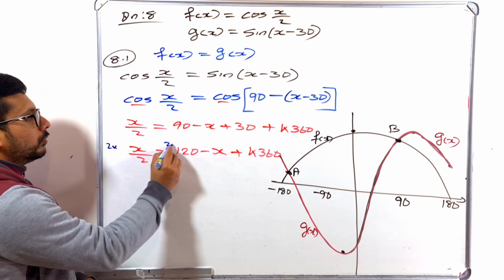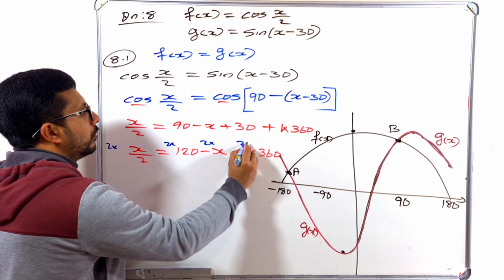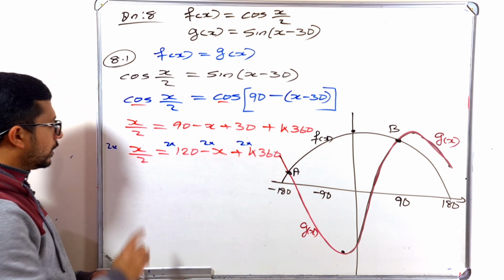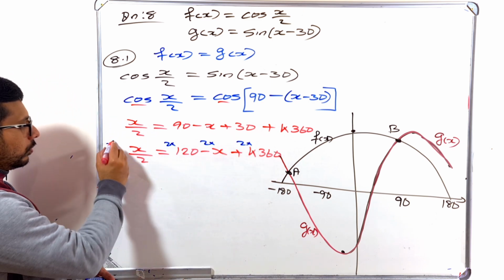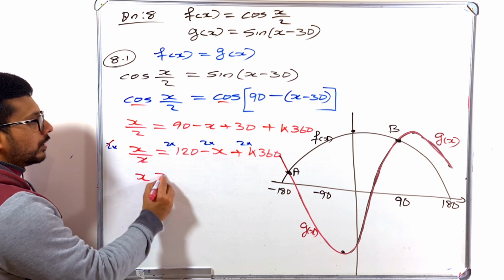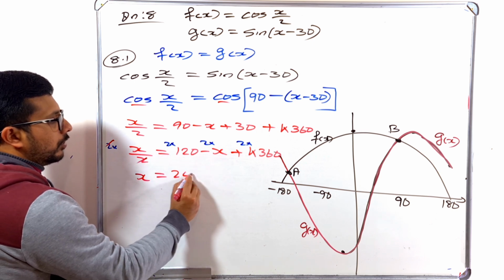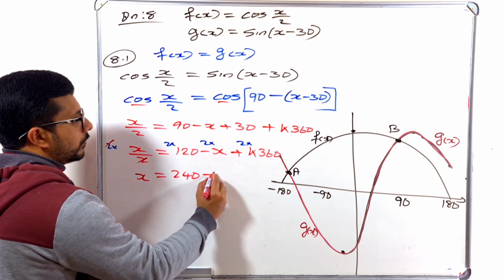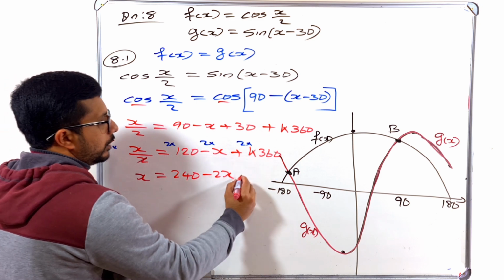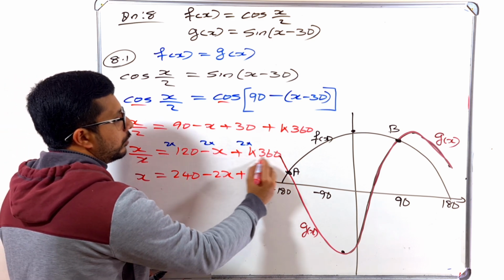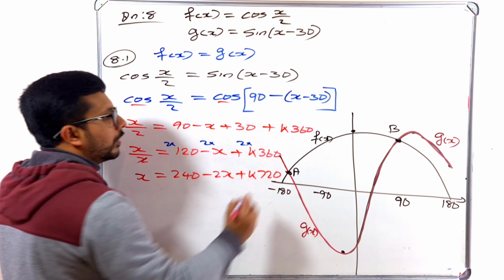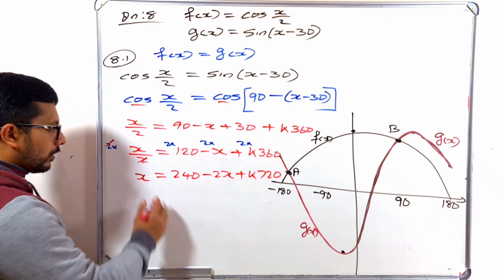So to remove these twos, I'm going to multiply throughout with 2. So what is that one? This 2 and the 2 you can cancel. So x is equal to 2 into 120 is 240. Then this one is minus 2x. Then this one is plus k, 2 into 360 is 720.